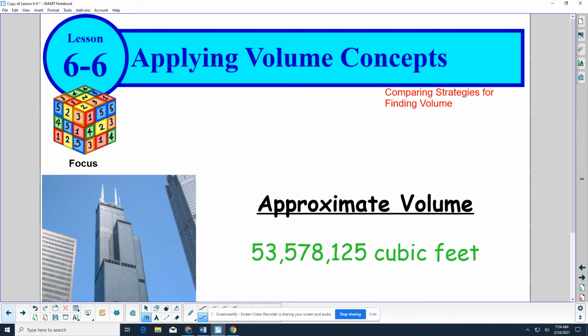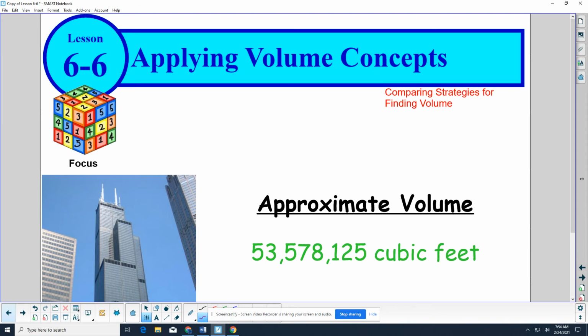So if you remember, I gave an estimate. I said it would be around between 50 and 60,000. I was thinking a little more than 50,000. And when you put it into the calculator, you would find it's 53,578,125. So I actually misspoke before on the estimate. It should have been in the millions, and I said thousands.